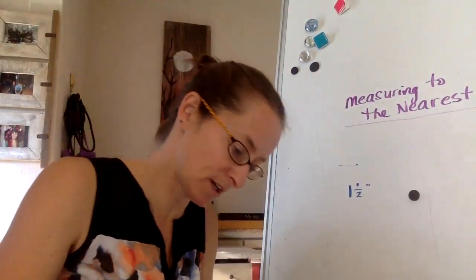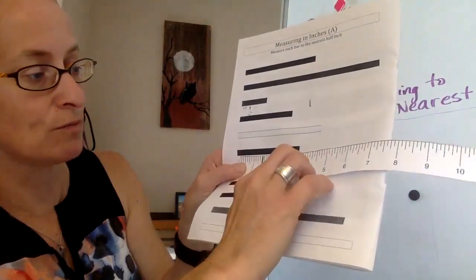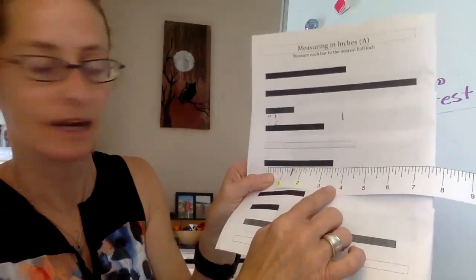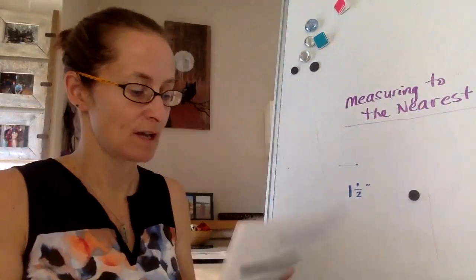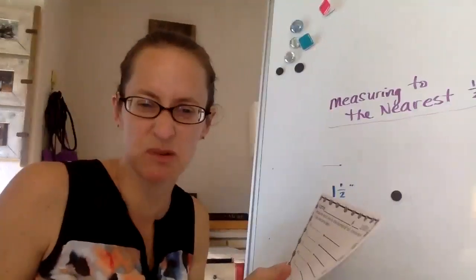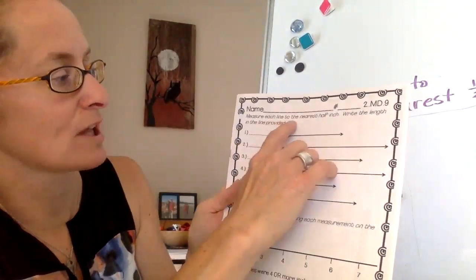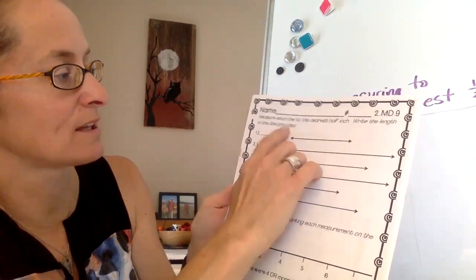So let me just pick another one. If I look at this one down here, 3, oop, that one's right on the half mark. So that's 3.5. This takes a little practice, but we can do it. I know it seems like a lot of pages, boys and girls, but it goes pretty quickly. So on this page here, measure each line to the nearest half inch, and write the length on the line provided.